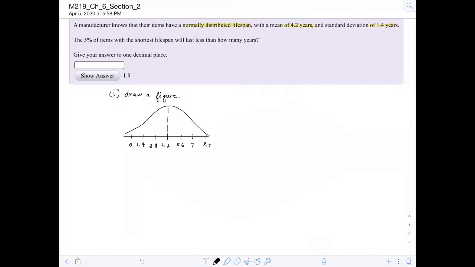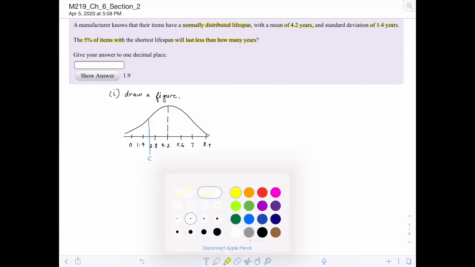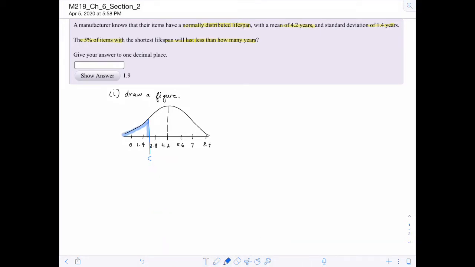Okay, so 5% of the items with the shortest lifespan will last less than how many years? We're looking for 5% and less than how many years. So maybe right here will be some C value, and then the area will be in the left tail because it's less than, and it's 5%. If it's 5% and less than, then I do know it's a tail, and it'll be on the left side. I assume that it will be between 1.4 and 2.8.